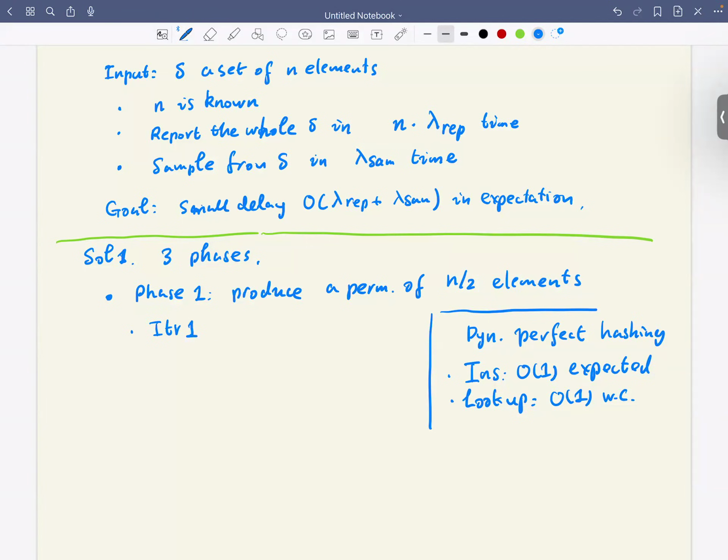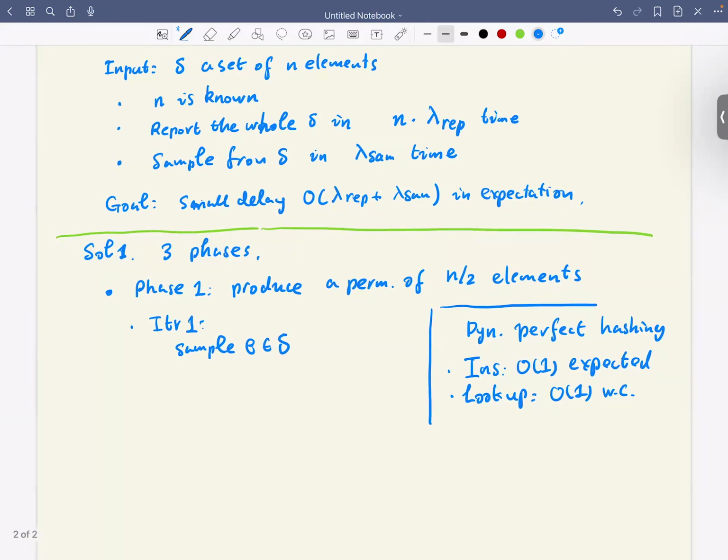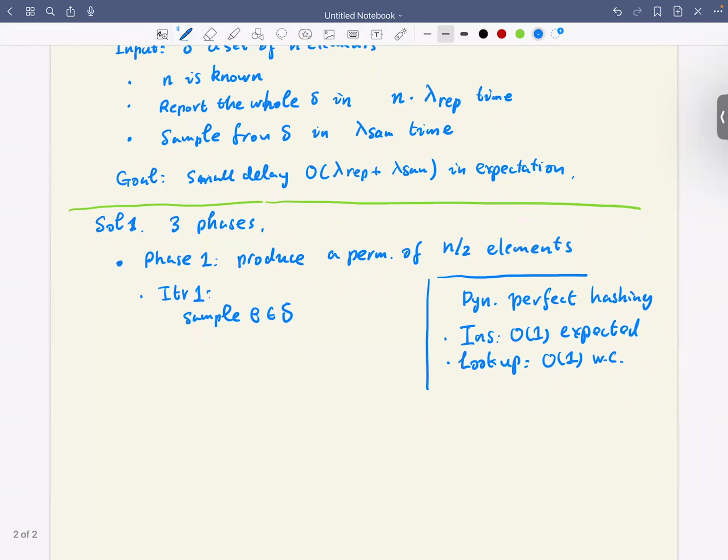So this phase goes in iterations. In every iteration, I'm going to produce one element. The first iteration is fairly easy. Now remember, I have 3 bullets, so I have this sampling algorithm to help me. It's a black box, I just call it. So you sample, let's say, E from S. This takes how much time? This takes lambda SAM. You can think about lambda SAM as a constant if you want. So this takes a small amount of time. Good. So this counts as the cost of iteration 1.